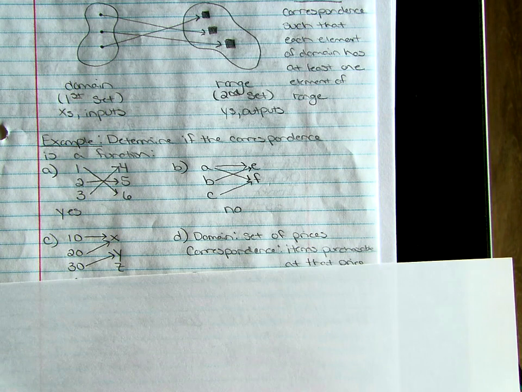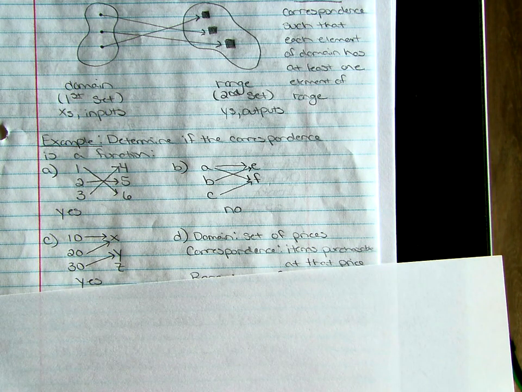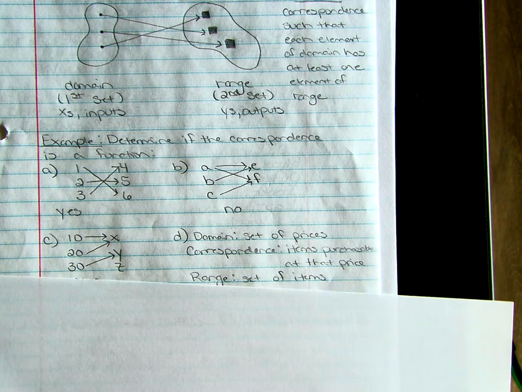We got C and D as well. C, we have 10, 20, 30 going to X, Y, and Z. Oh, you can see the answer. What do you think C is? Is it a function or is it not a function?